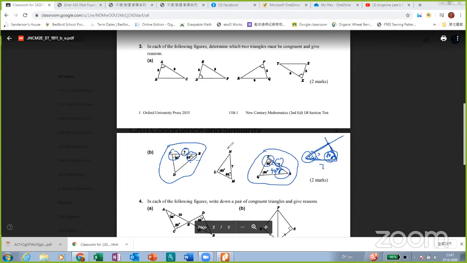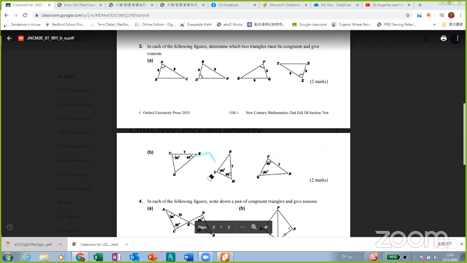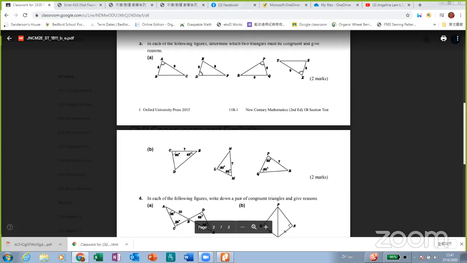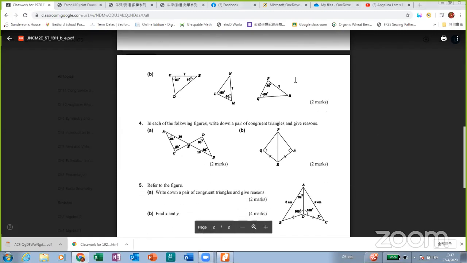Now the second one, for this one, you can see that maybe I clear the drawing first. Now if you look at it, look at them more carefully. Okay, 60 degrees. This is 40. Okay, it means 60 is here.